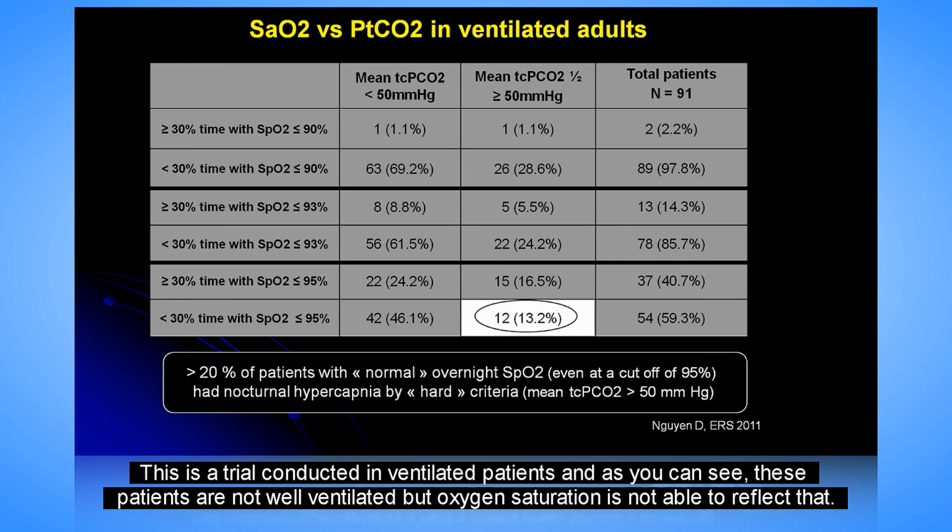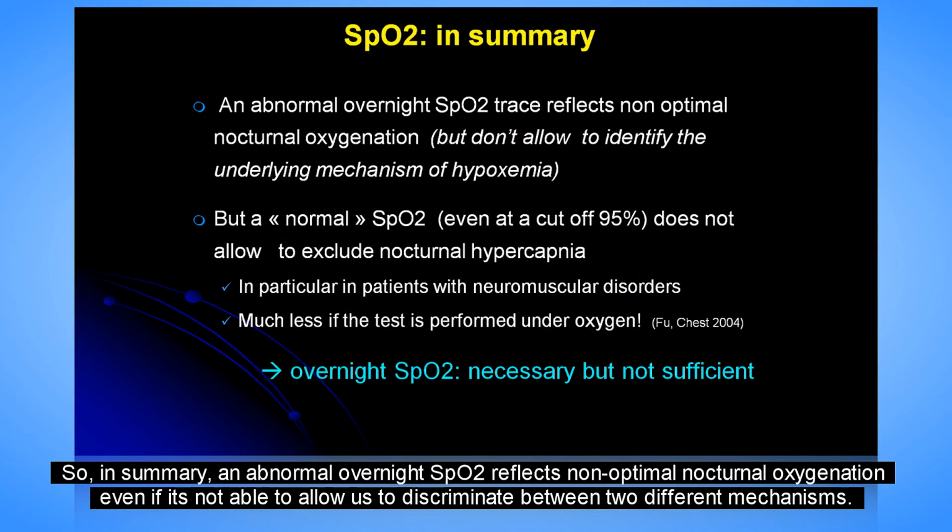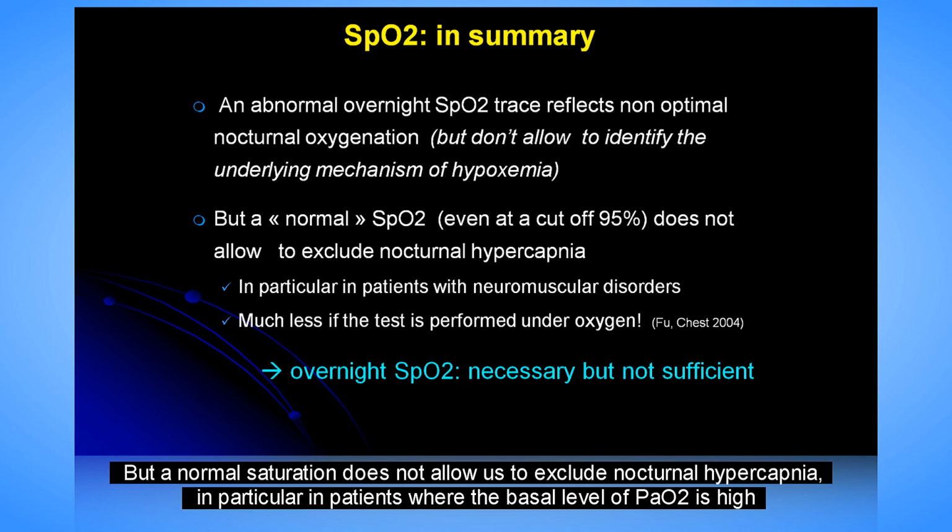This is a trial conducted in ventilated patients, and as you can see, these patients are not well ventilated, but oxygen saturation is not able to reflect that. So in summary, a normal overnight SpO2 reflects a non-optimal nocturnal oxygenation, even if it's not able to allow us to discriminate between two different mechanisms. But the normal saturation does not allow us to exclude nocturnal hypercapnia.